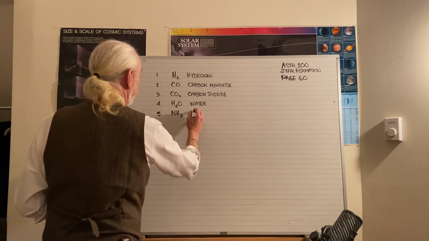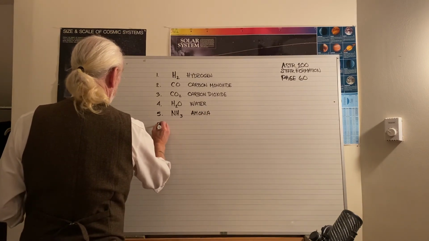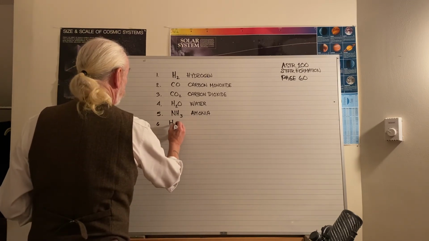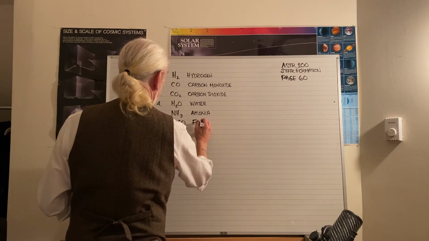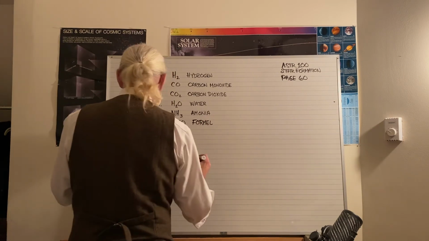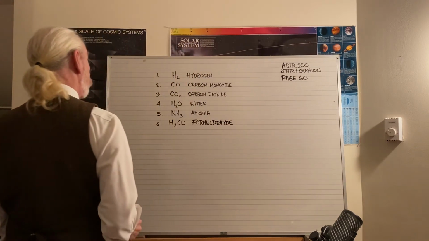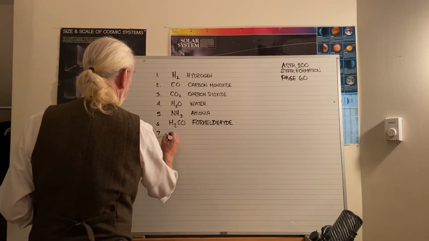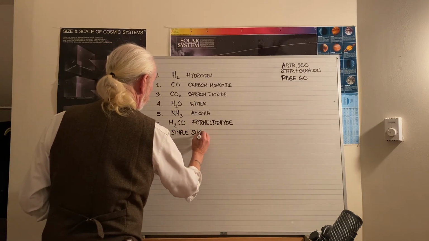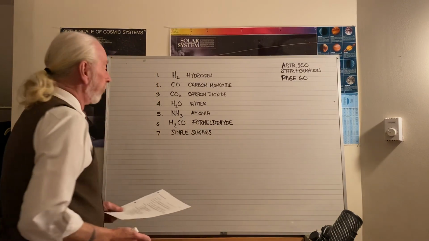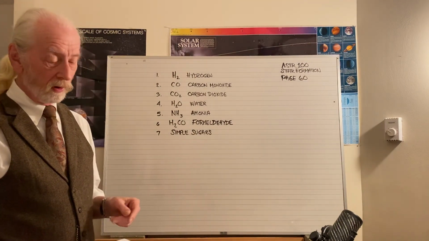Five, NH3, ammonia. Six, H2CO, formaldehyde. And number seven, simple sugars. That's the stuff that's floating out there in between the stars. Okay? But wait, there's more. But we have to get to the next page for that.